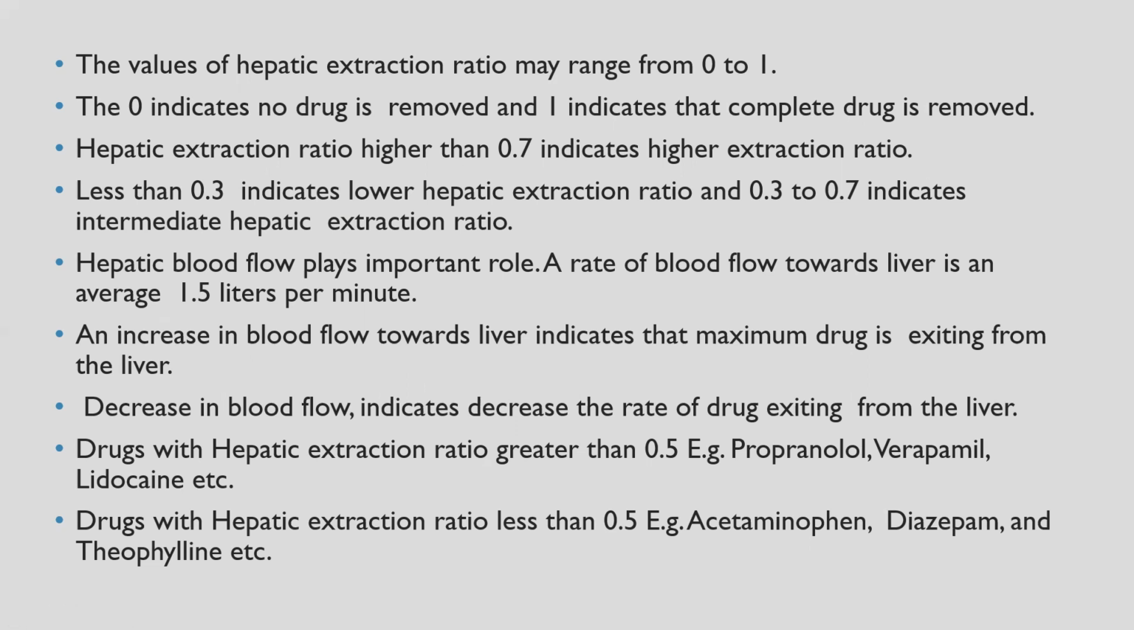So we suggest that there will be a higher hepatic clearance. If the value is less than 0.3, it indicates a lower hepatic extraction ratio. If this value is 0.7, it indicates a higher extraction ratio. If the value is between 0.3 to 0.7, it shows that there is an intermediate hepatic extraction ratio.